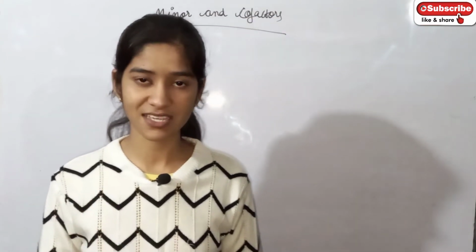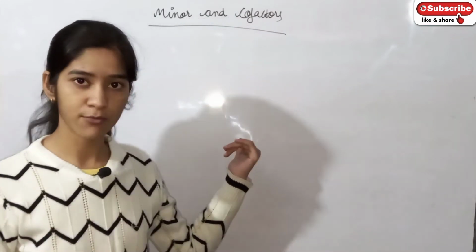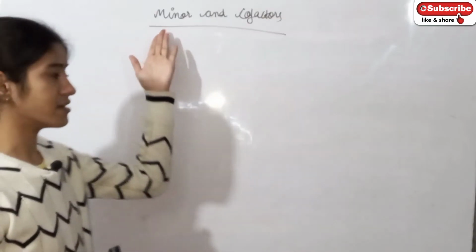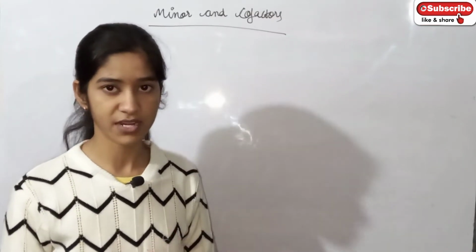We have to find this, and for that we need the adjoint of a matrix, because we can find the inverse with the help of the adjoint only. So how to find adjoints, I am going to tell you. First is minor. What is the minor of a determinant?